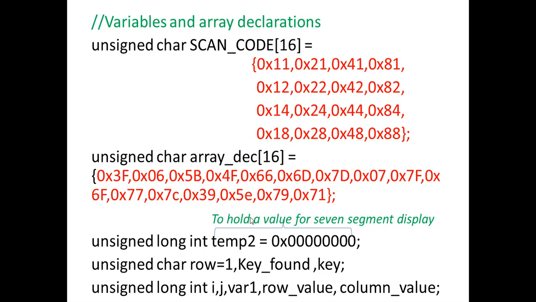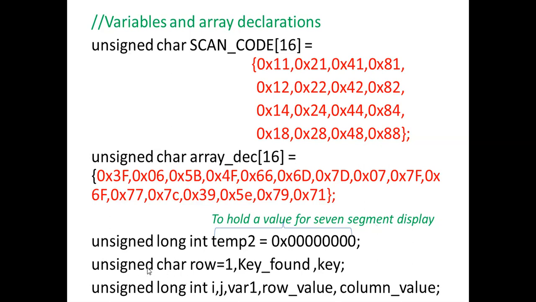Now we are declaring some variables. So let us consider temp2. It is an unsigned long integer, so your compiler is going to reserve 32-bit space for temp2. This temp2 variable is going to hold a value that's supposed to be displayed on the 7 segment display.